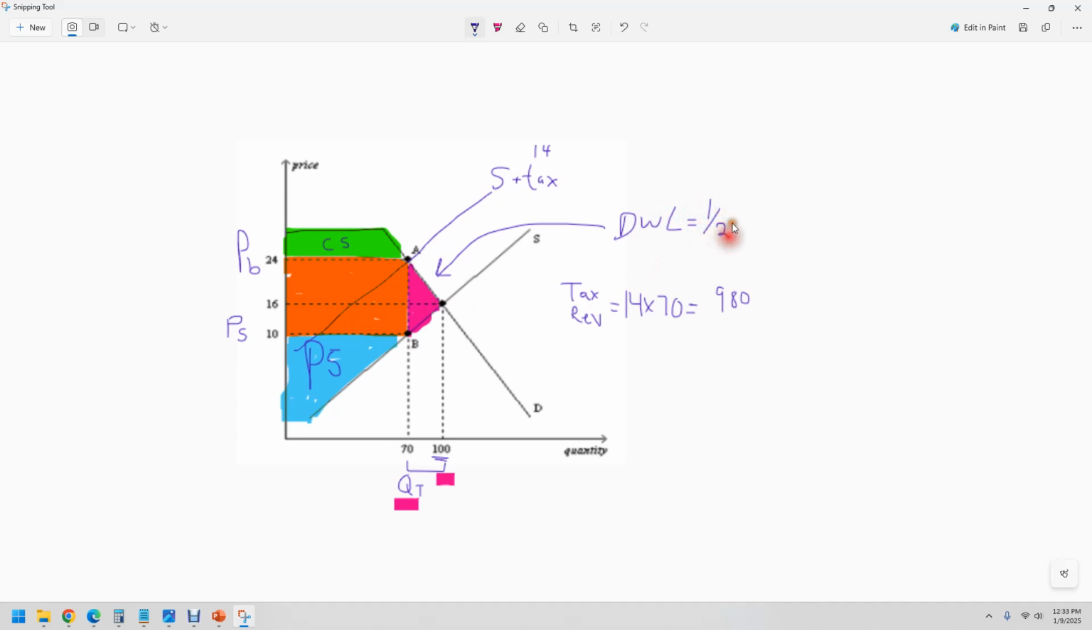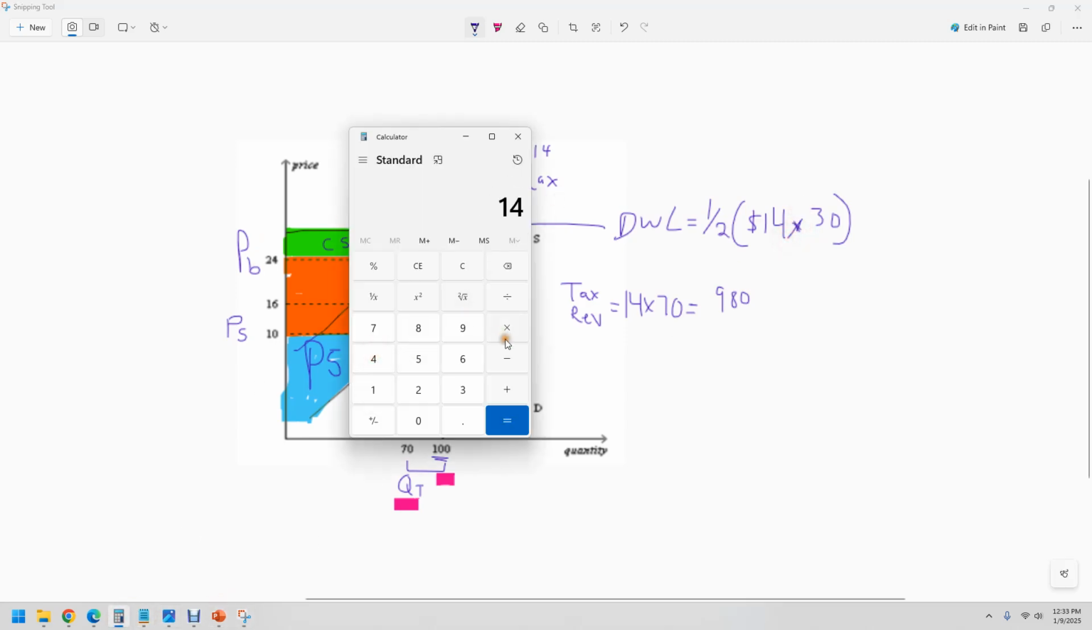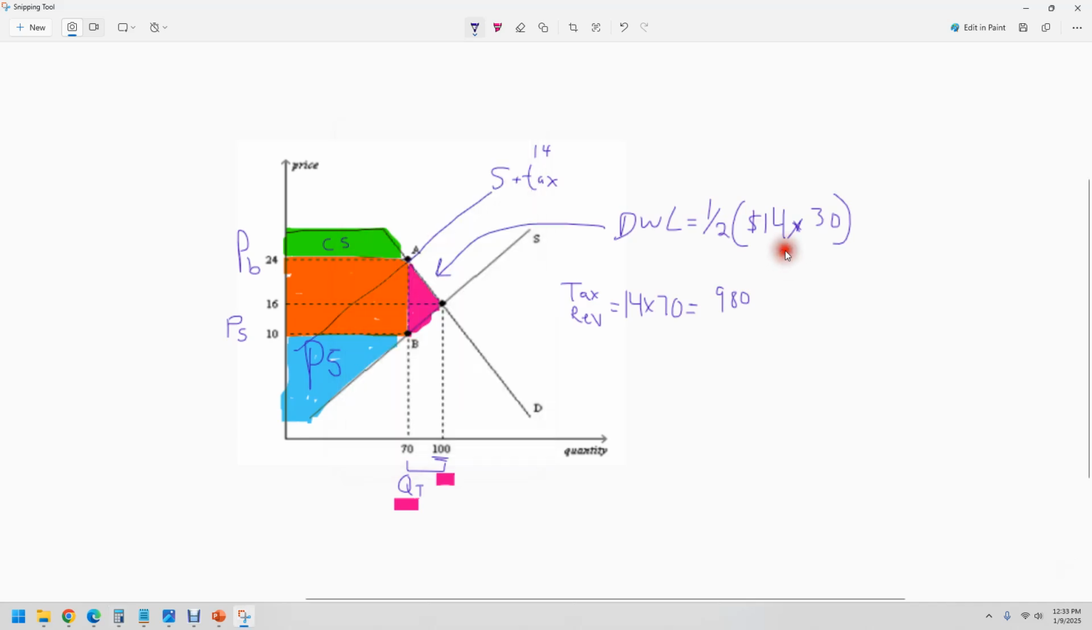So that'll be one-half. The difference is $14 times the quantity change, which is 30. And whatever that is, 14 times 30 is 420, and then half of that is $210. We say that in money terms. So $210 is the deadweight loss.